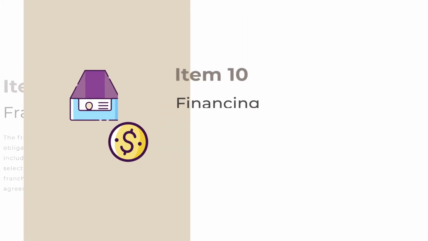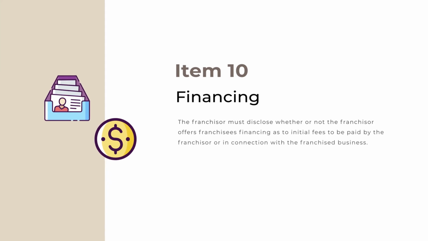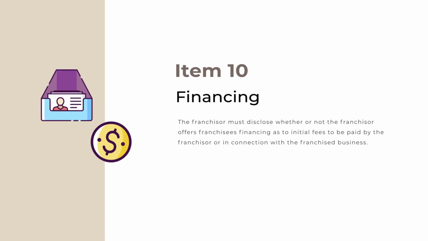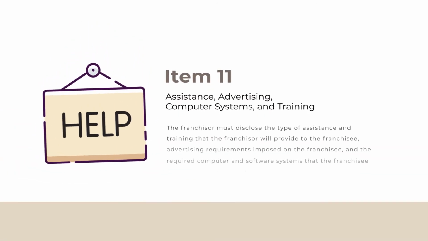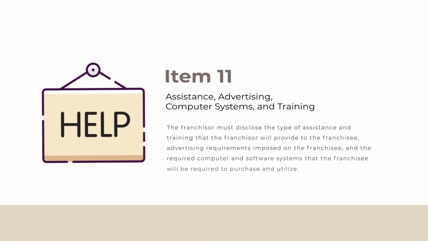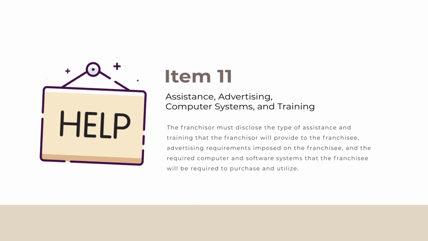Item 10 is financing. Does the brand offer financing? Some do, some don't. Most people typically just go the SBA route or utilize one of our franchise financing partners. Item 11. Franchisor's assistance, advertising, computer systems, and training. This is going to outline the type of support that the brand is giving you.